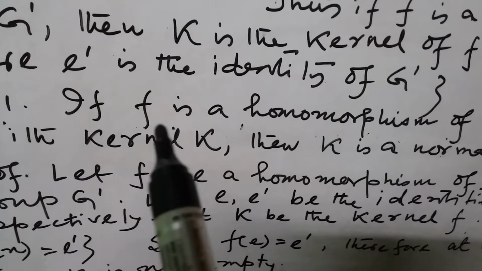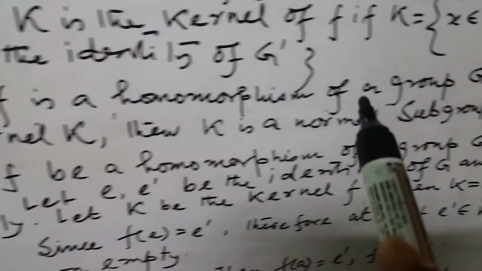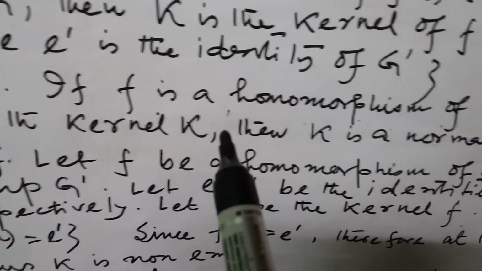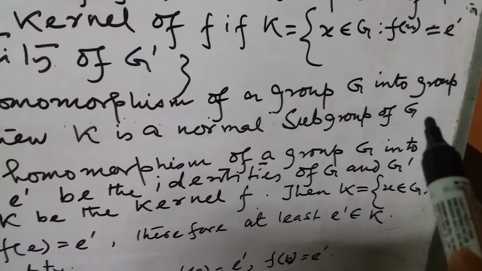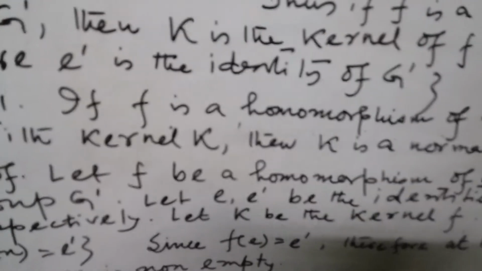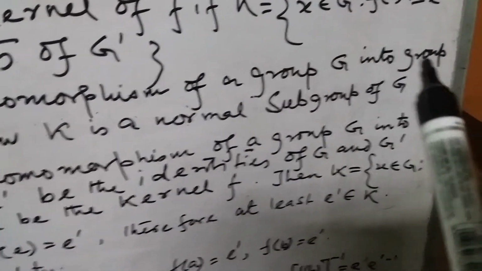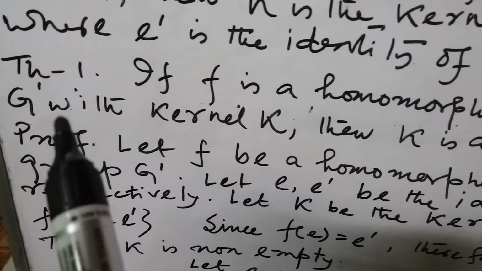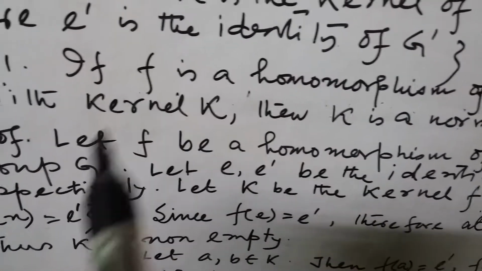Now theorem. If F is a homomorphism of a group G into a group G dash with kernel K, then K is a normal subgroup of G. It is the theorem. Then we prove subgroup, then normal.